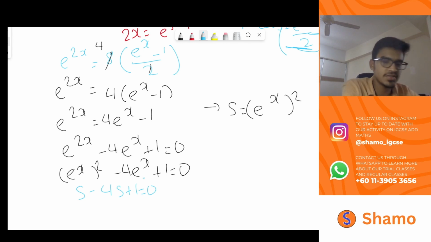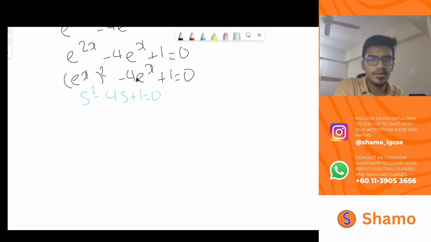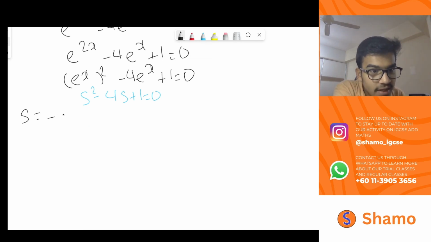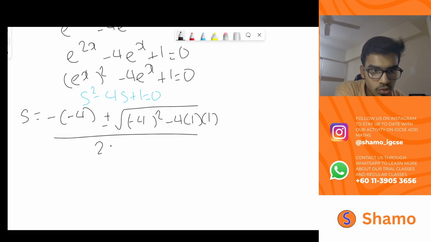Can this be factorized? I'll just use my calculator to check. It doesn't, I just can't find direct factors. Yeah, it can't really be factorized, which means we need the quadratic formula. Don't get scared, we know the quadratic formula. I was just checking with the calculator if it has direct roots. So s is equal to negative b. What's b? Negative 4. So negative of negative 4 plus minus the square root of b squared, b is negative 4, so negative 4 squared minus 4 times a times c, a is 1, c is 1, divided by 2a, 2 over 1.